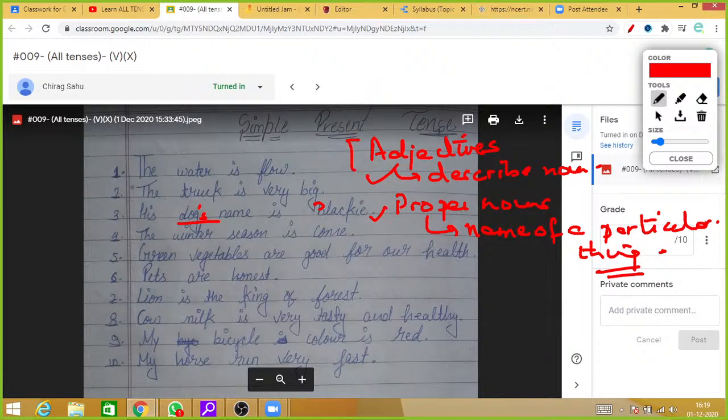And do you understand what adjectives are? This is a beautiful girl. He's an intelligent boy. So beautiful, intelligent, these are describing whom? Boy. Boy is a common noun. It could be describing a proper noun, a common noun, a collective noun, any noun. So it will become an adjective. Okay? Understood?